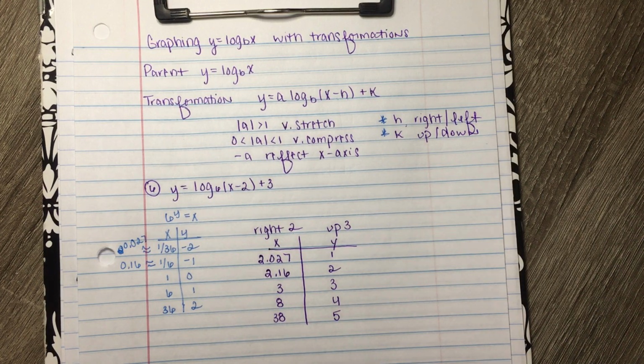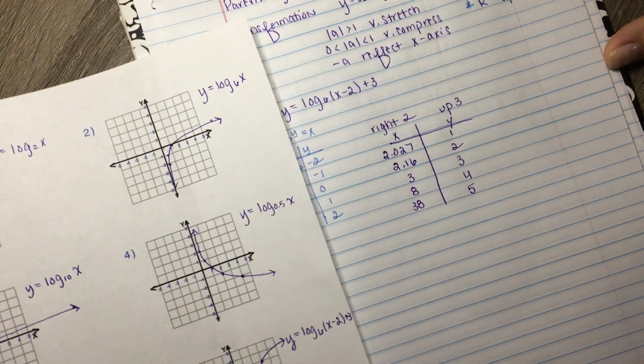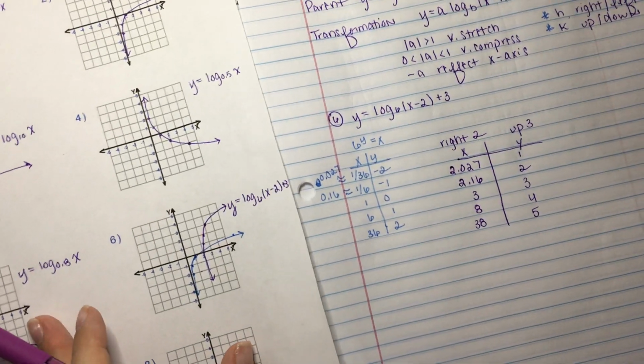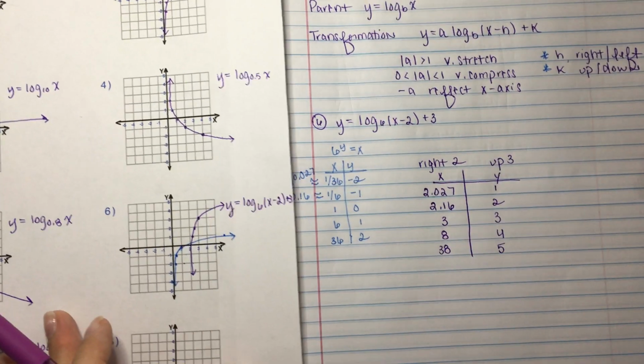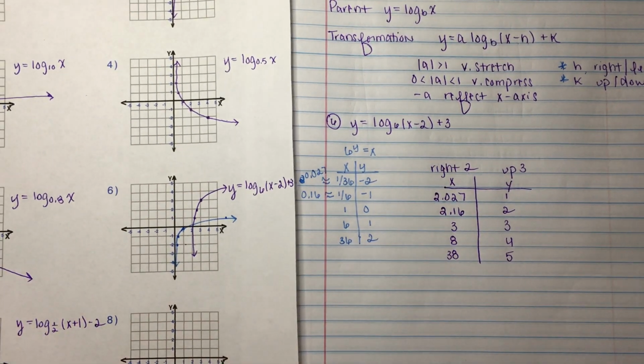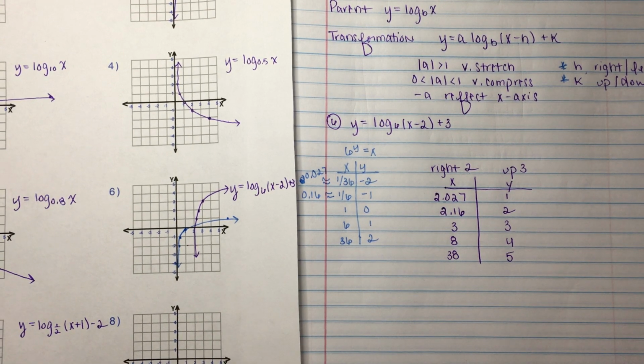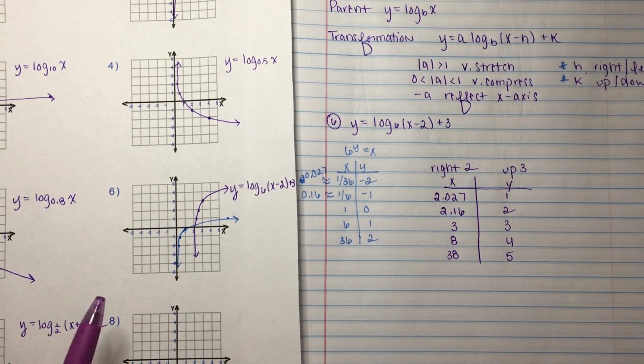Like I said, if you do have a printer, it'd be really, really good to print this out, and that'd be really helpful. If you don't, that's okay. All right, so you could see here in the blue, I did graph the parent function, which you did in the last video, and now in the purple, I graphed the transformations.